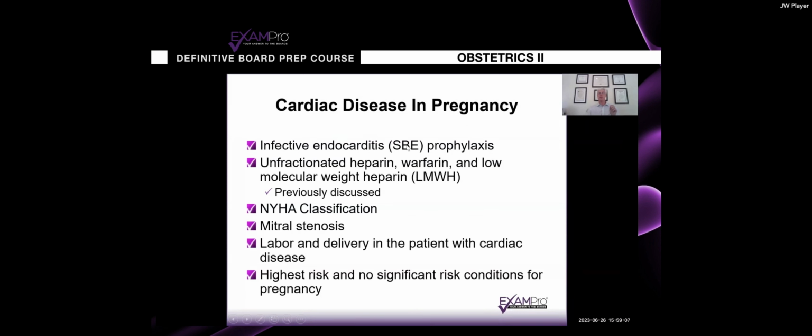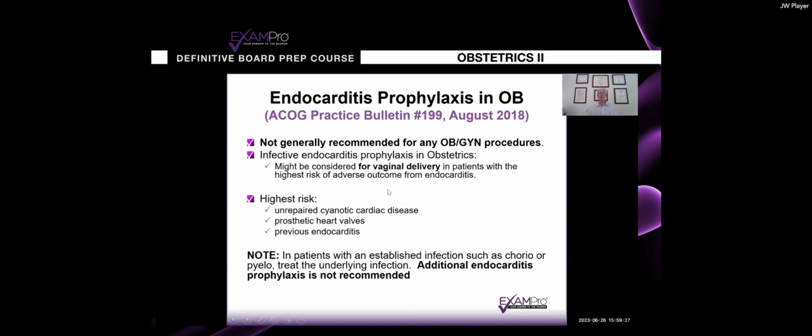So in this module, we'll talk about these basic things. SBE prophylaxis, which is actually very easy these days. The New York Heart Association classification, which seems to turn up here and there. The specific issue of mitral stenosis, which is a risk for intrapartum cardiac failure, and how to manage these patients. And then what are the high risk and the not concerning risk patients as far as cardiac disease in pregnancy. And that's what we need for the generalist exam.